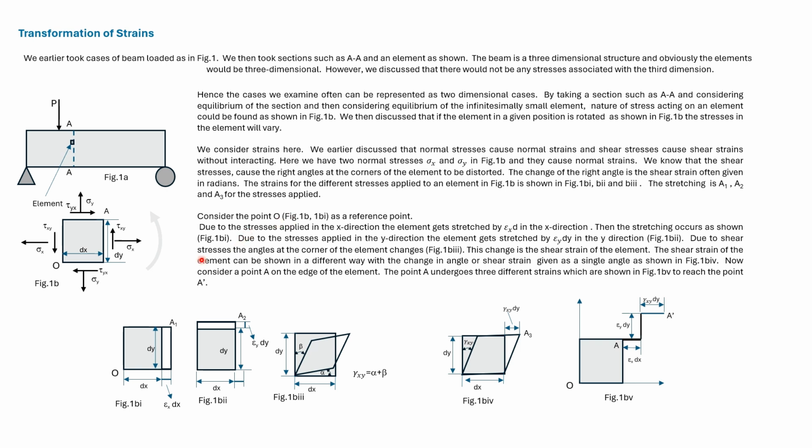We'll now consider the strains at point A due to the 3 types of stresses together. So in this figure, due to sigma x, the strain is epsilon x dx. Due to sigma y, the strain is epsilon y dy, and due to shear stress, the strain is gamma xy dy. So considering all the strains, the final position of the point A is A dash.